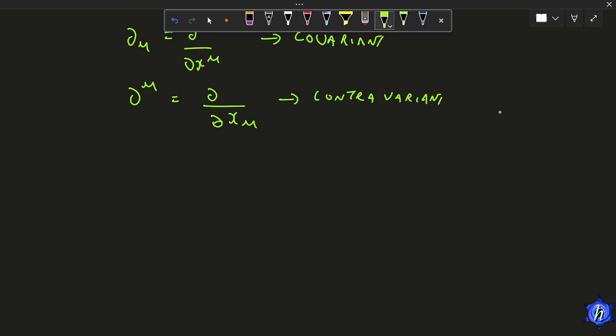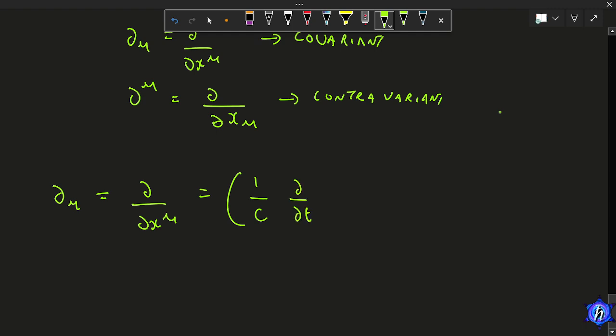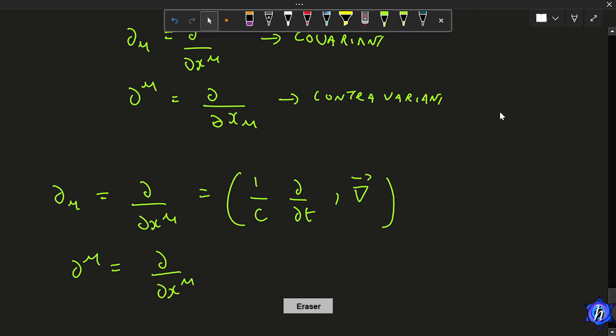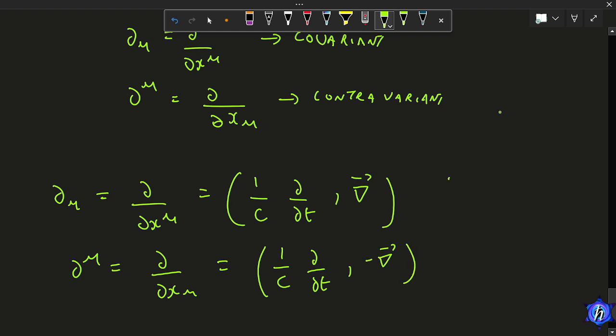So now we can go ahead and define dou mu, dou by dou x mu, to be 1 by c dou by dou t, del vector. This is straight from the definition book. This is nothing that I'm creating or deriving. We did it in 1D, now we are doing it in 3D. That's all the difference. This is equation 1.51.